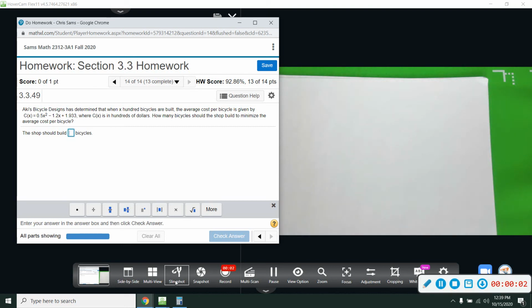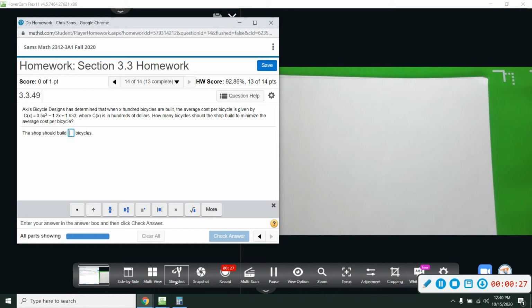All right, number 14 says the bicycle shop's design has determined that when x hundred bicycles are built, the average cost per bike is given by the equation C(x), which is the cost function, in hundreds of dollars. And we want to know how many bicycles should the shop build to minimize the average cost per bike.